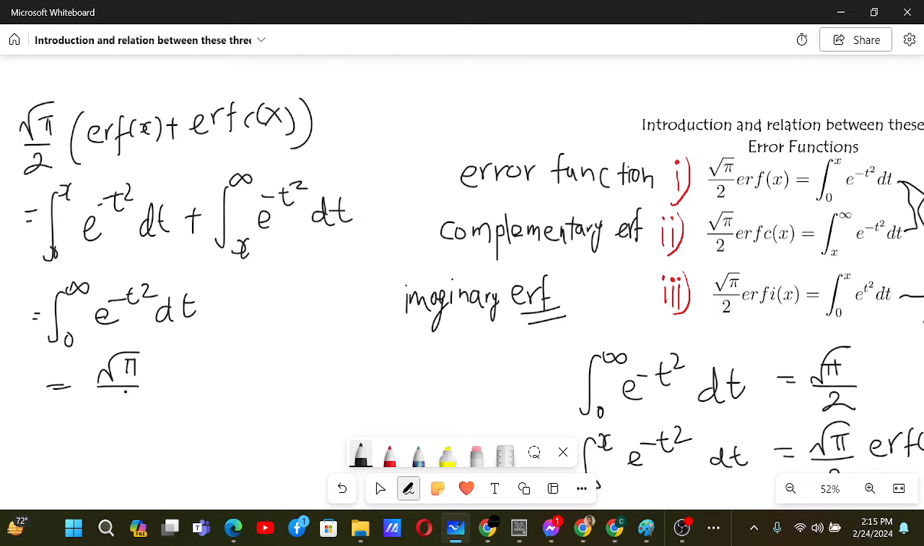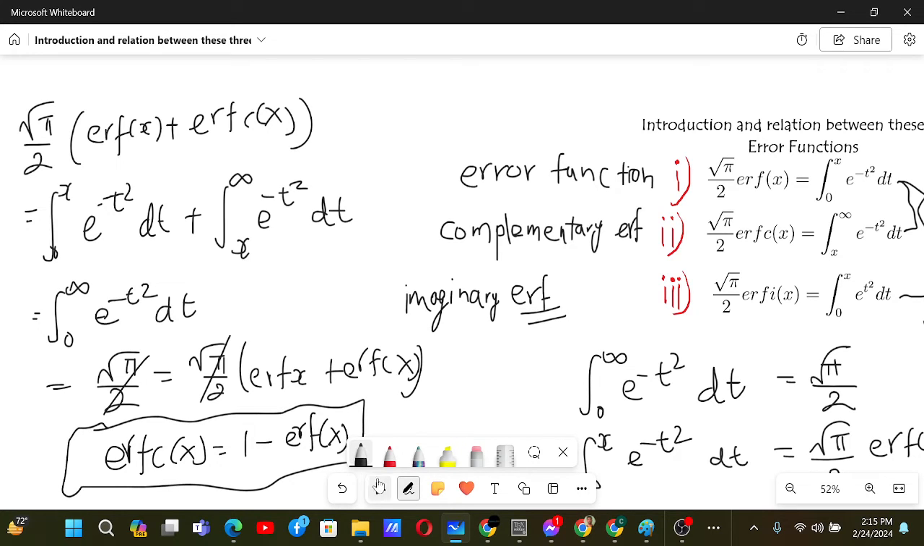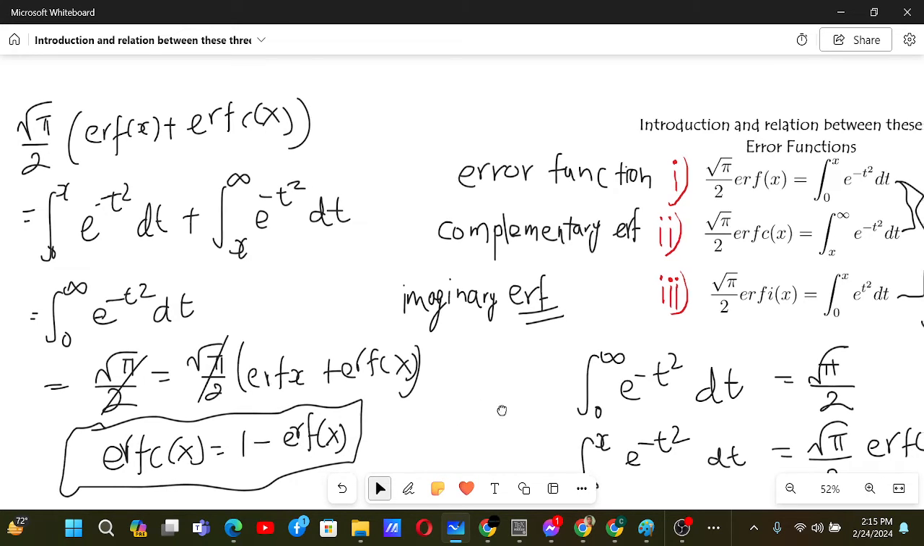So we can see that this answer is actually root pi by 2 times erf of x plus erf complement of x. Now we can cancel the root pi by 2 from both sides, which gives us a nice property that erfc of x is actually 1 minus erf of x. This is a cool property to remember, and this is also the relation between erf and the complementary error function.